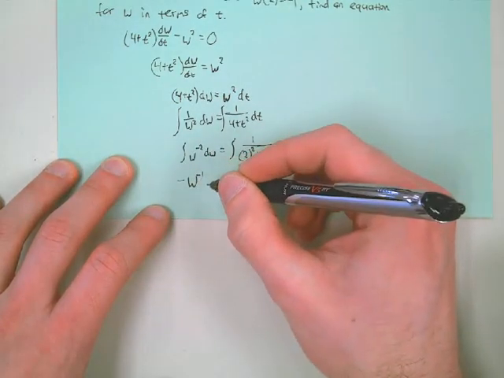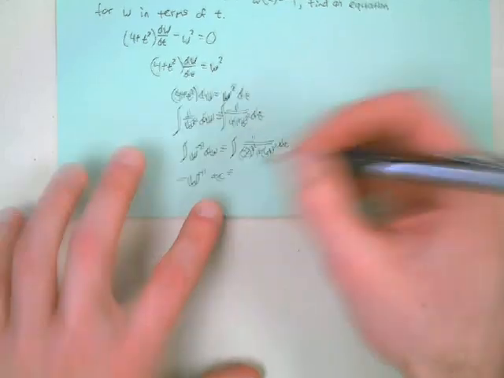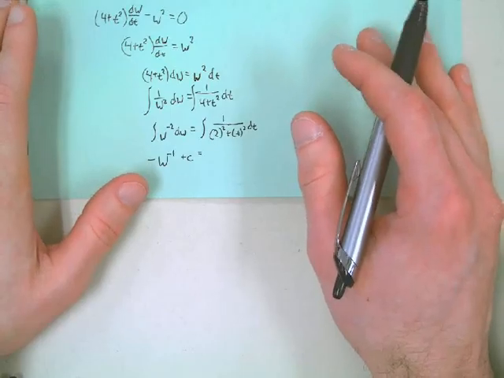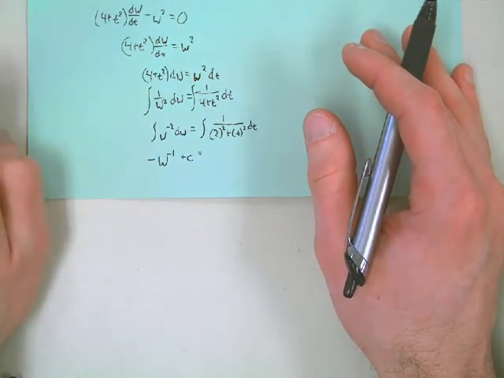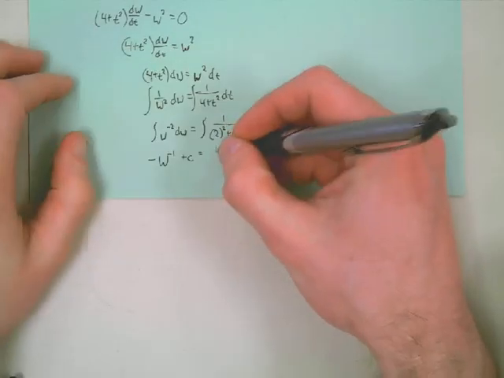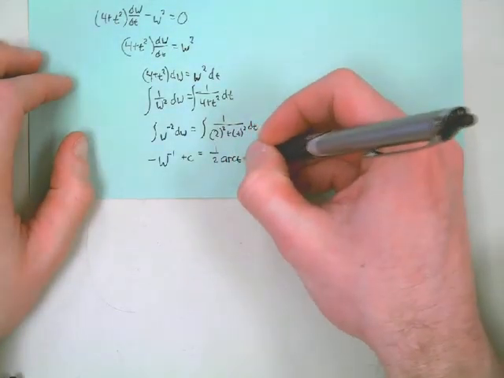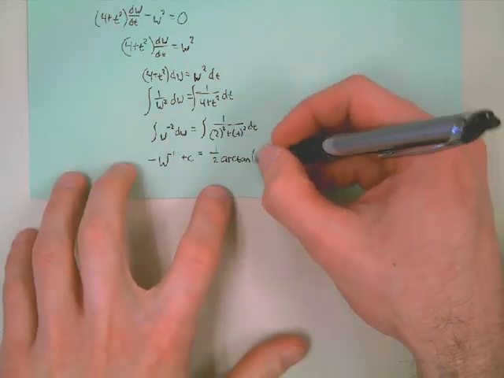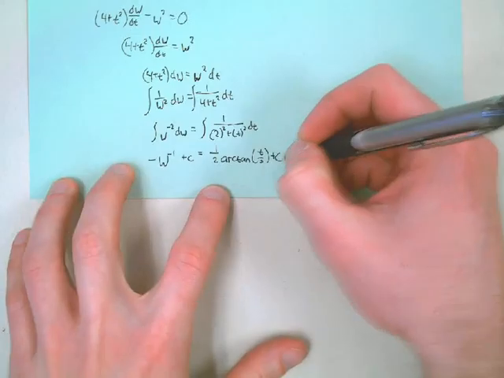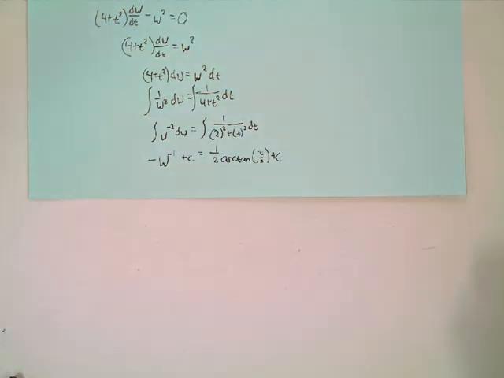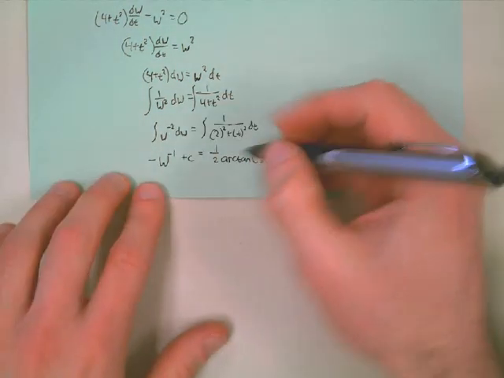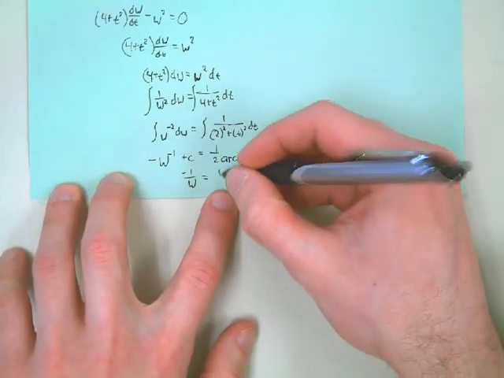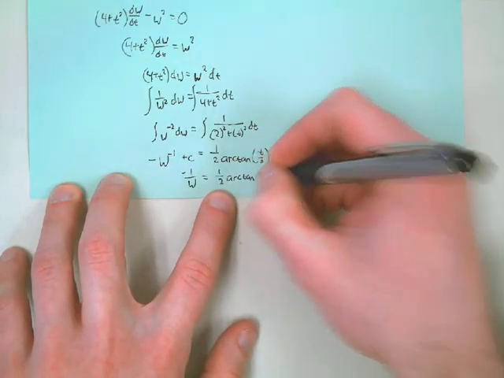Plus C. And then the integral here of this, it's arctangent, right? Remember, an arctangent, does that have a 1 over A out front, or no? It does. Okay, yes. So it's 1 over 2 arctangent. Our u here is just T, so we don't need to use a u substitution here. So we can just say T over 2 plus C. So 1 half arctangent of T over 2 plus C. We'll go ahead and combine the C's together, so we end up with negative 1 over W equals 1 half arctangent of T over 2 plus C.